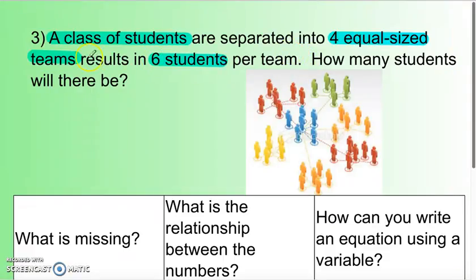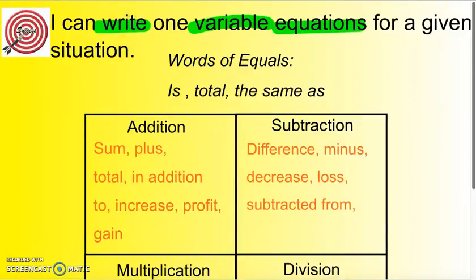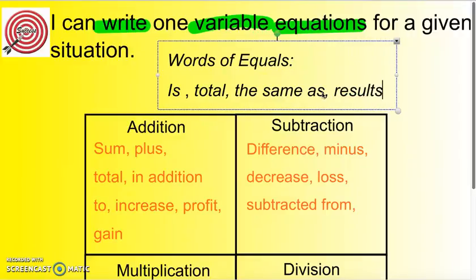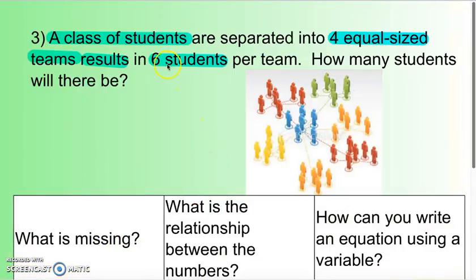And the word results, I'm going to add that to our equals, because it's giving us a clue that this is what they're going to equal. That's how many students are going to be in each team. So I'm going to put an equal sign, 6. And so we have some class of students. We don't even know how many students there are. And if we don't know how many, I'm going to put S for students.